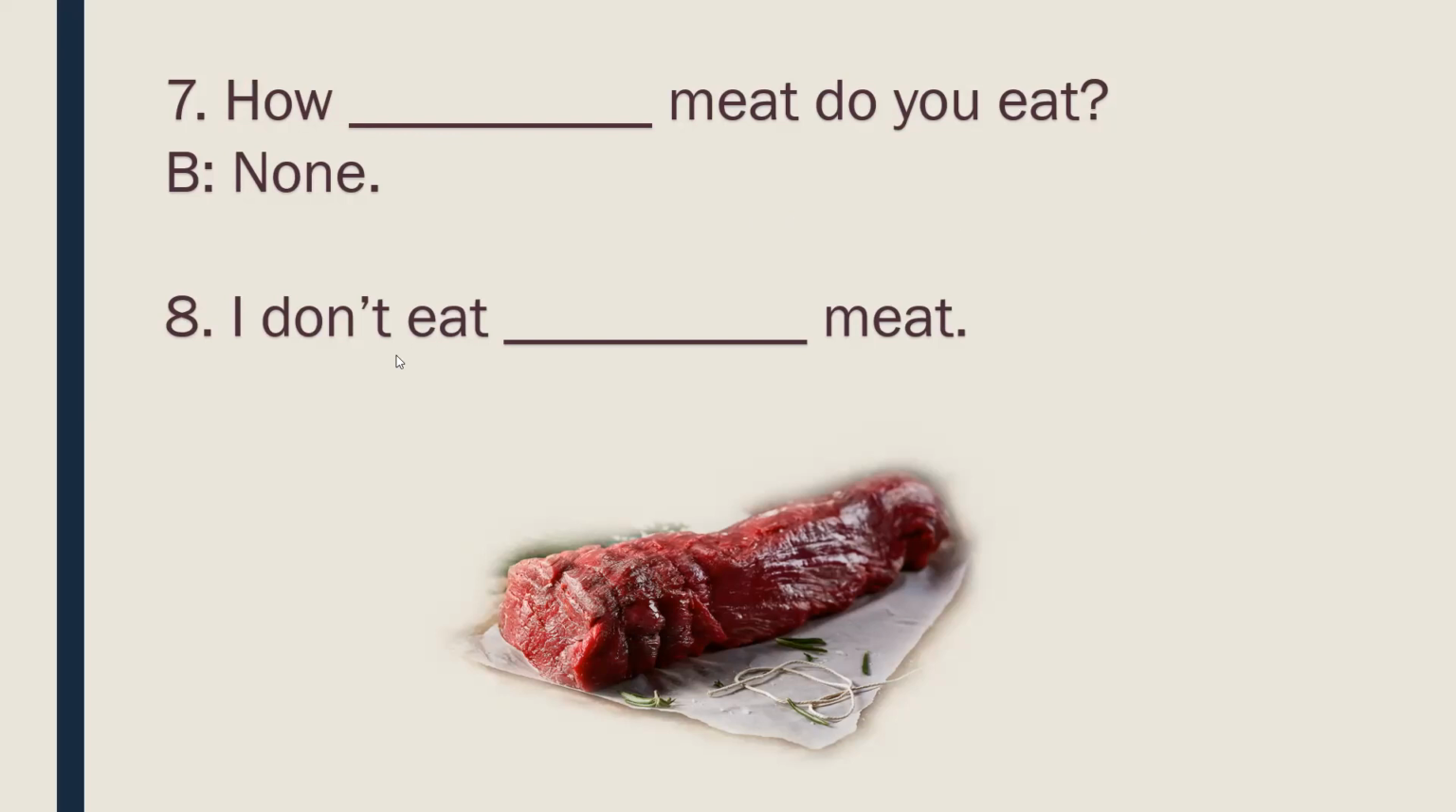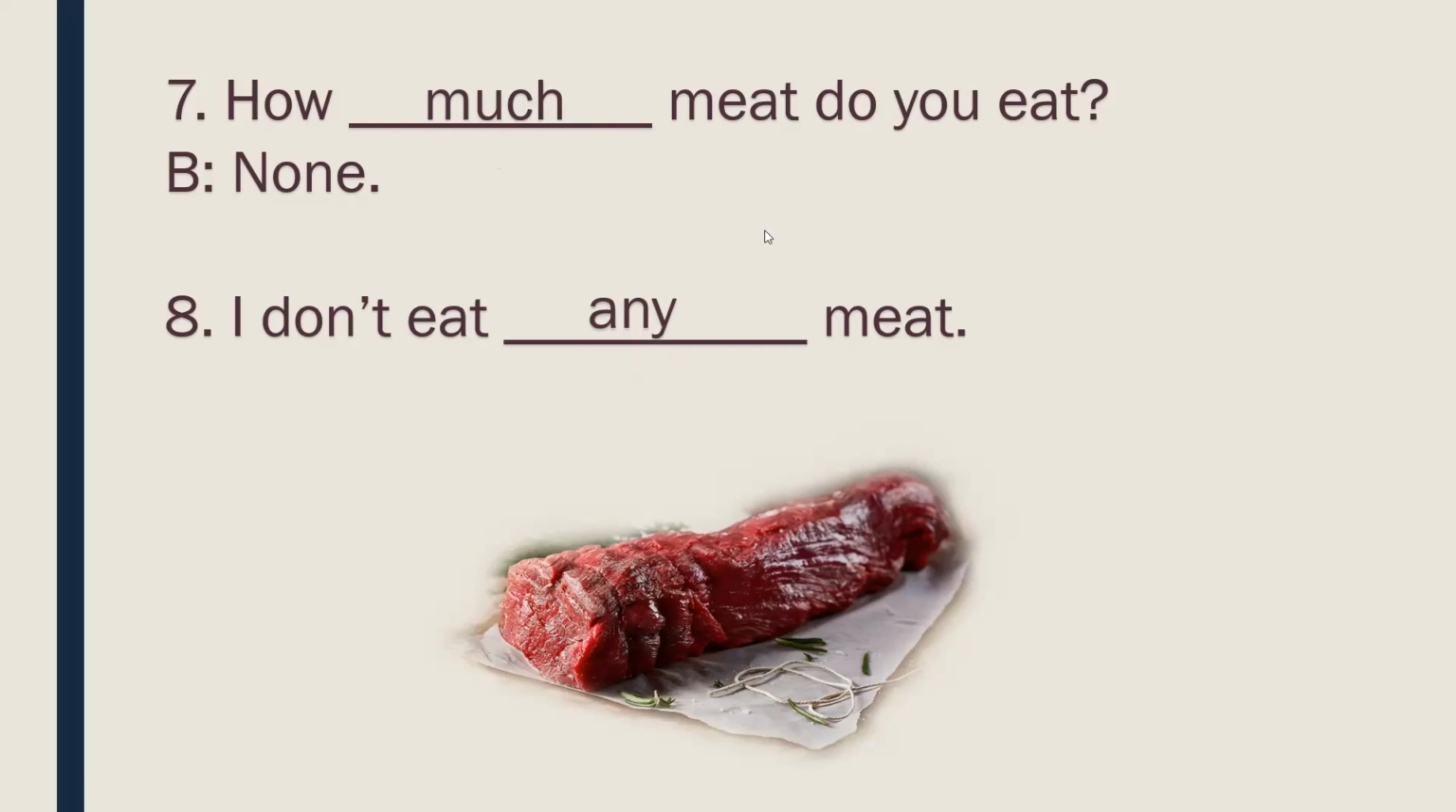And then the person says, I don't eat much. If the person is vegetarian, what does the person say? I don't eat much meat, or I don't eat any meat. Any? Okay. Very good. Any is better.